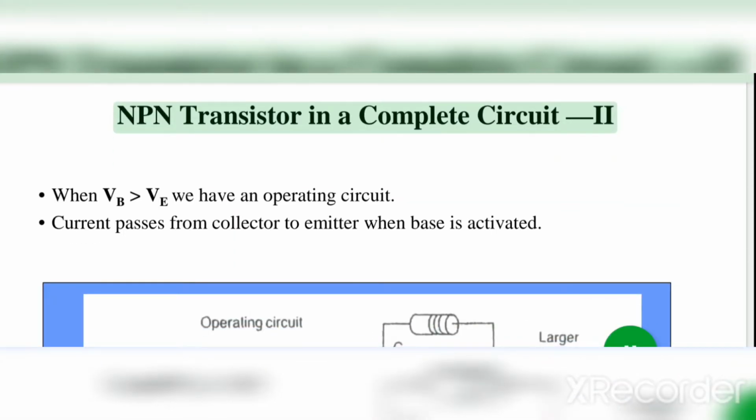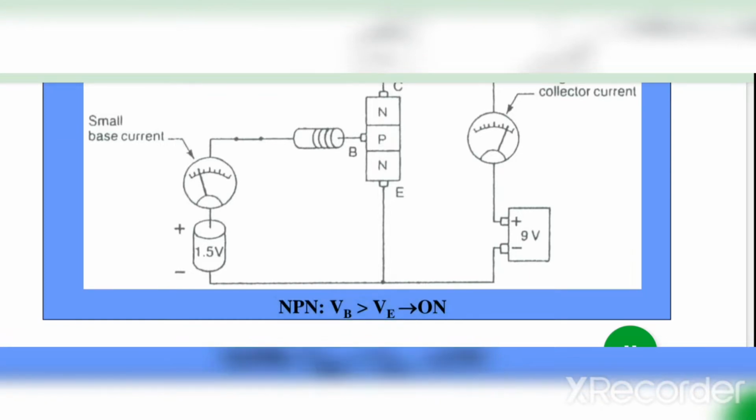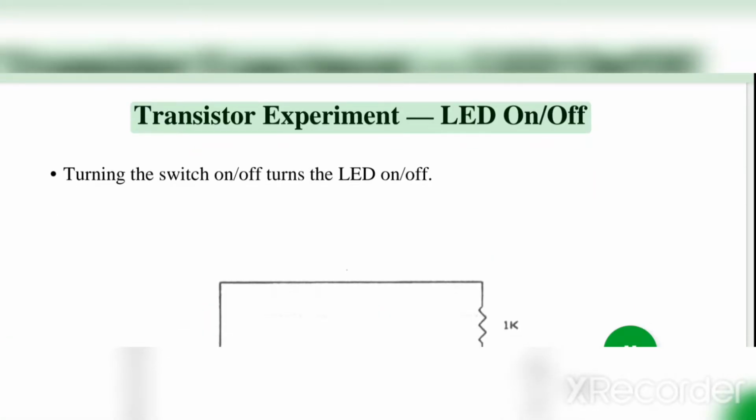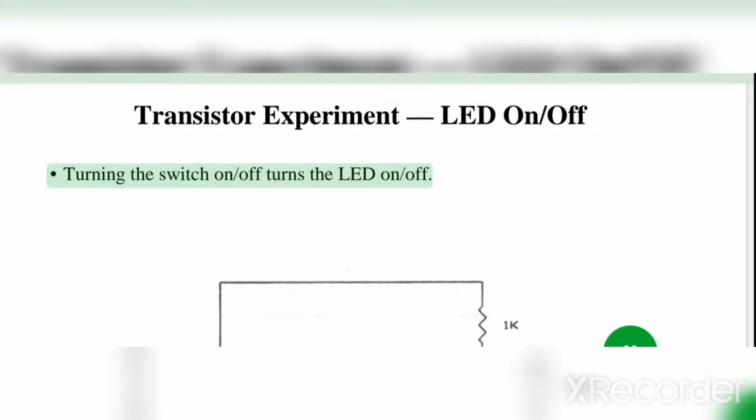NPN transistor in a complete circuit 2. NPN VB on. When VB is on, we have an operating circuit. Current passes from collector to emitter when the base is activated. Transistor experiment: LED on/off. Turning the switch on/off turns the LED on/off.